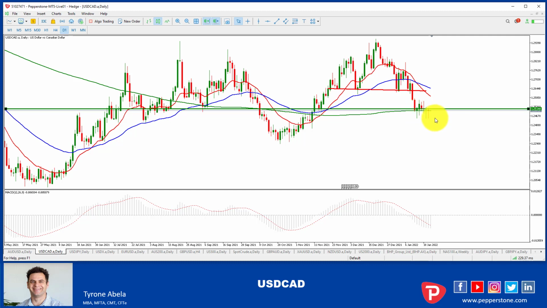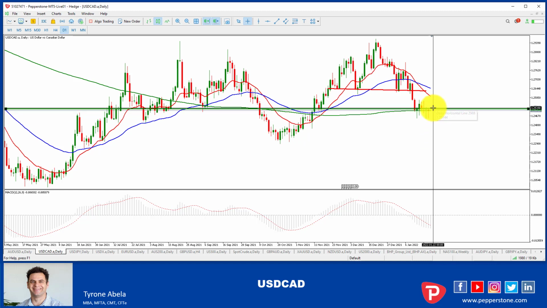A daily close for me would need to be below this level here. Okay, so we want to be seeing a daily close below the 124.40 area. If we get that, then we can start looking to the next support level, which is around that 123. So if we get a daily close below this level here, we can start aiming for the 123.20 area.